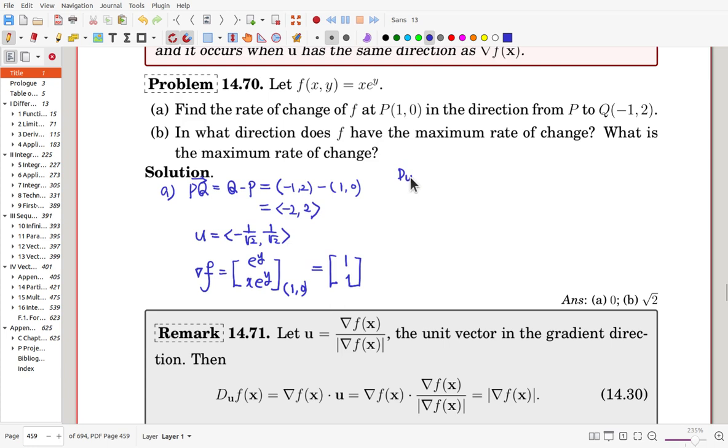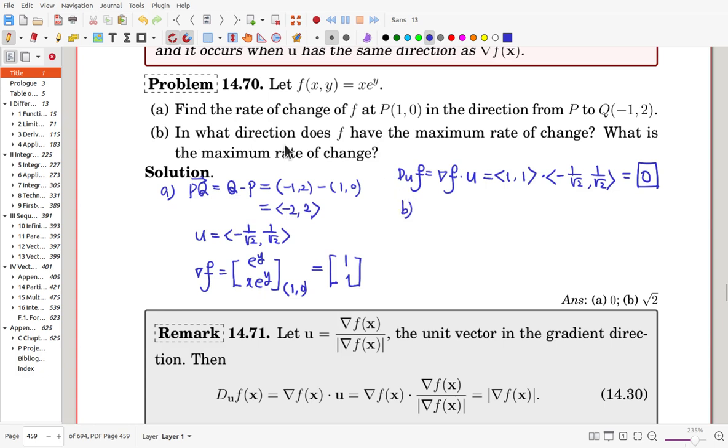So we have D_u f, that is gradient of f dot u. The gradient is (1, 1) direction, and u is (-1 over square root of 2, 1 over square root of 2). So if you get the dot product, then it must be 0. So for part A, 0 is the final answer.